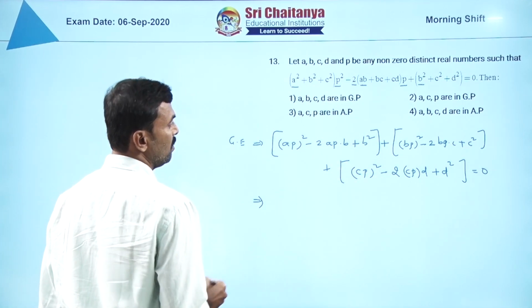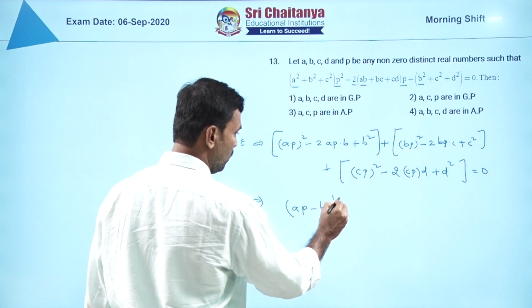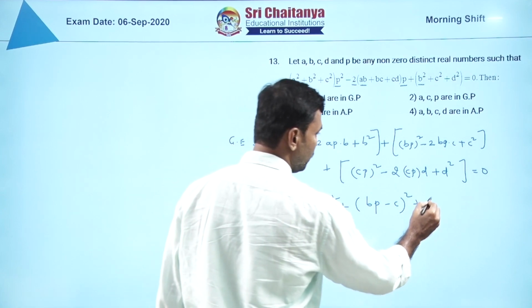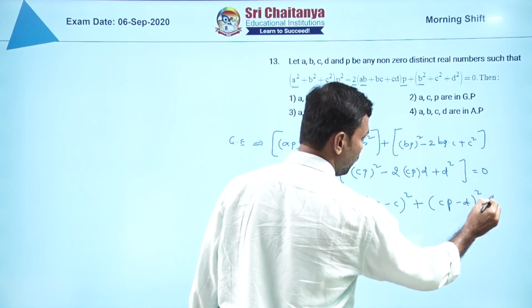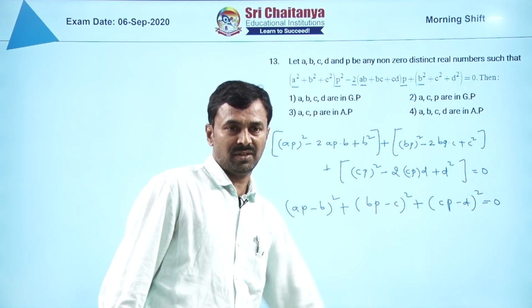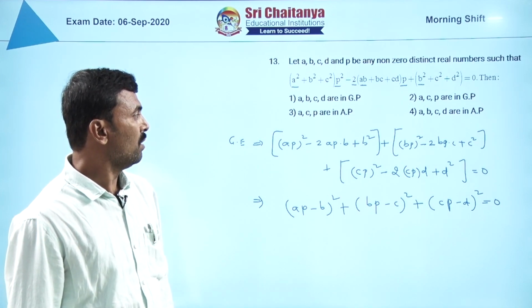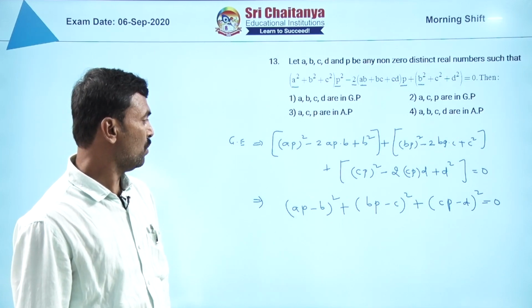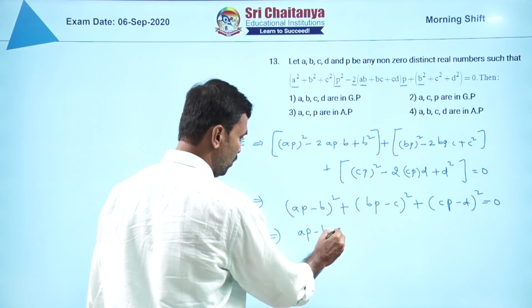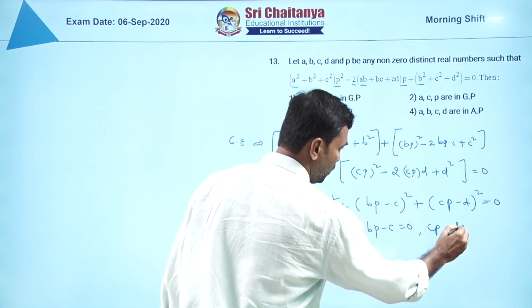Now, this can be written as AP minus B whole square plus BP minus C whole square plus CP minus D whole square. Now, this is of the form x square plus y square plus z square is equal to 0. When x square plus y square plus z square is equal to 0, it is possible only when x is equal to y is equal to z is equal to 0. That implies AP minus B must be 0, BP minus C must be 0, CP minus D must be 0.